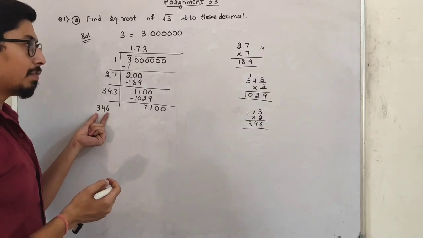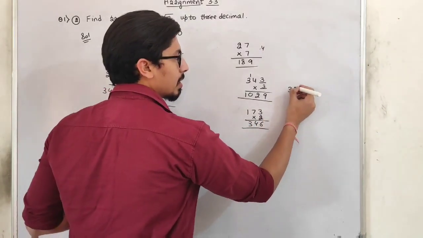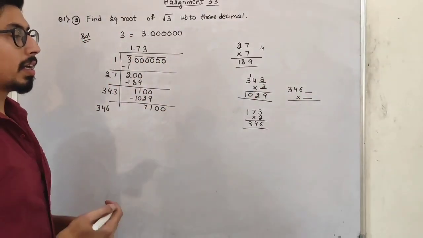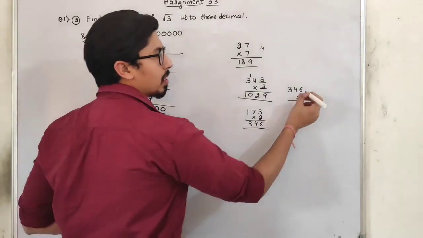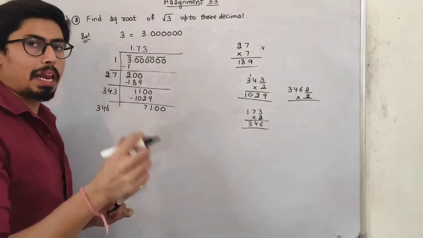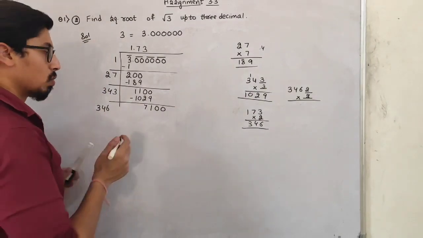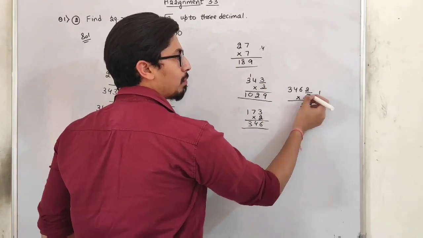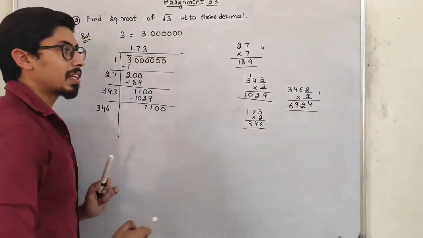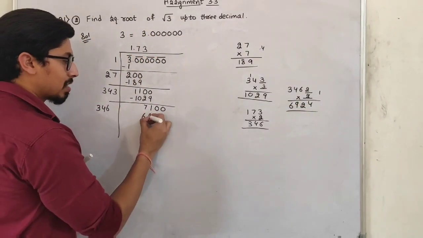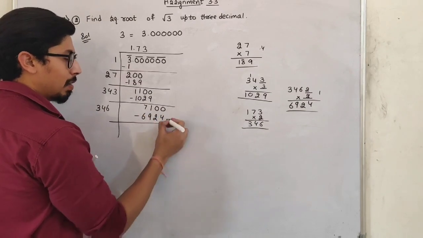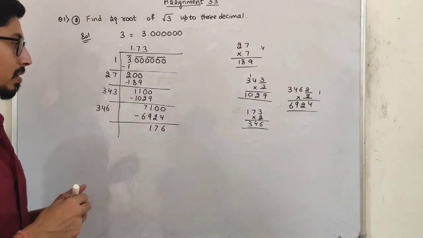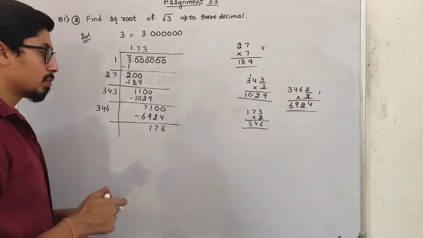Okay students, now we have to take this 346 and our digit and multiply it by same digit. So in this blank I will take the number 2 here. Okay, because I have to form a number near to 7100. Okay students, so if I multiply this, it is 6924. So if I subtract 6924, it will be 176 students. Okay students, so the remainder is 176.